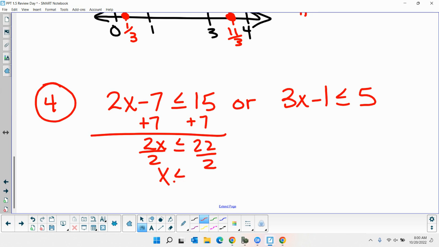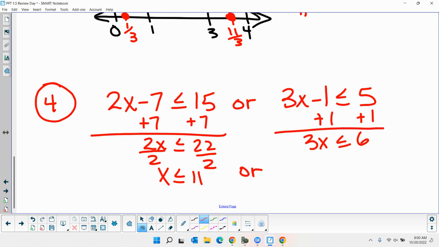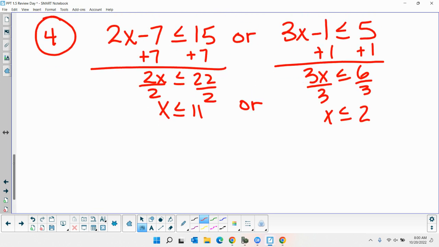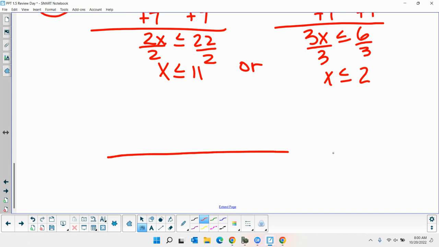So this is x is less than or equal to 11, or x is less than or equal to 2. Okay, so let's see what those look like and then put them together. 11 would be down here. 2 would be down here. Less than or equal to, so solid.